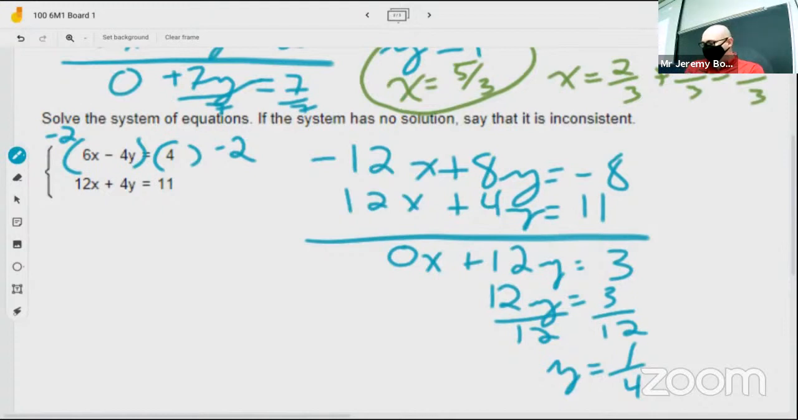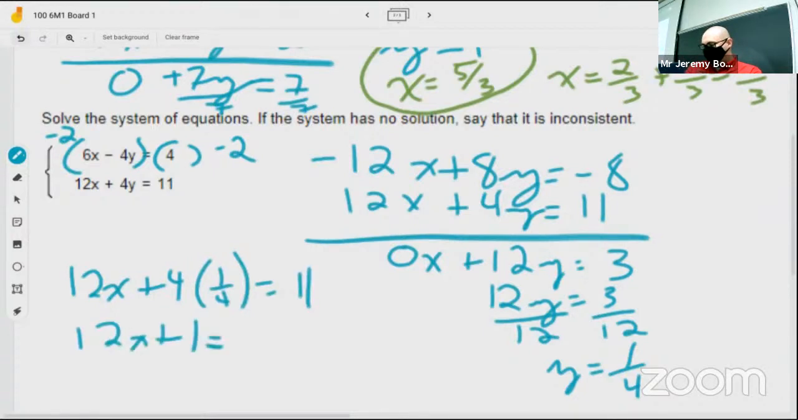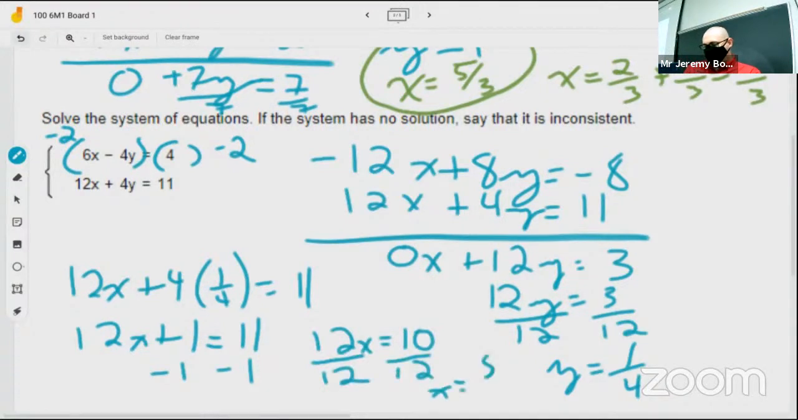It really doesn't matter which one we choose here. Let's do the 12x plus 4 times 1/4 equal to 11. So it's going to be 12x plus 1 is equal to 11. Subtract 1. 12x is equal to 10. So x would equal 5/6. Is that what y'all got for that one?